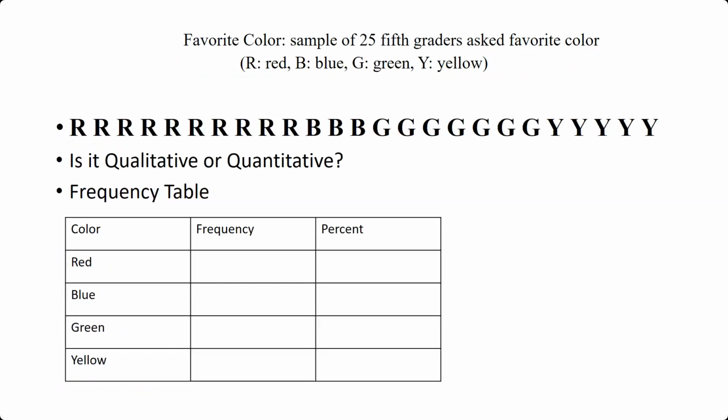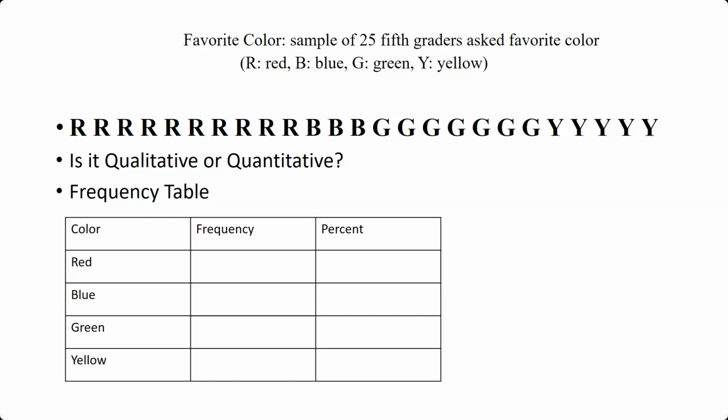Okay. We look at this first. These are favorite colors. There were 25 students. They were asked their favorite color, and the answers were red, blue, green, and yellow. I just listed them here, but instead of writing the words, I used the letter. Is this qualitative or quantitative? Qualitative. It is qualitative because they are not numbers.